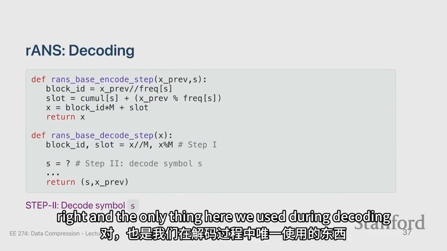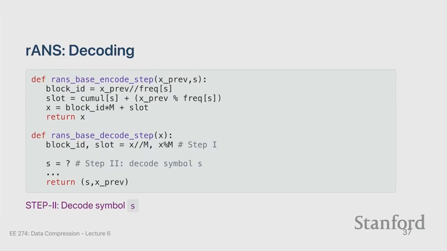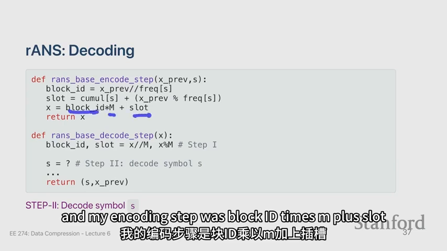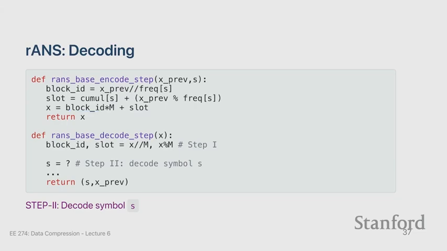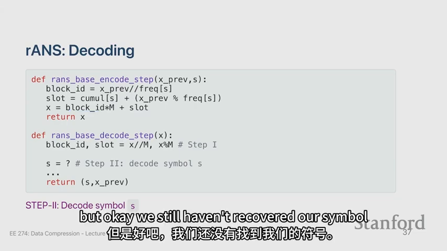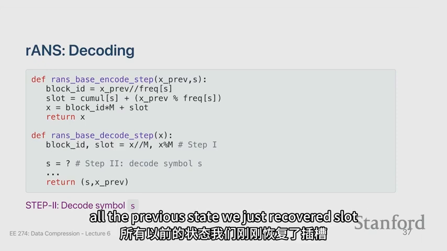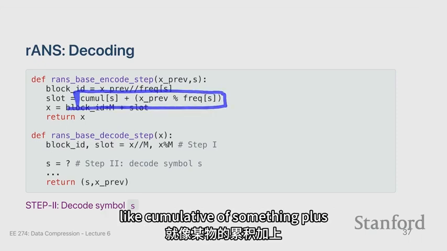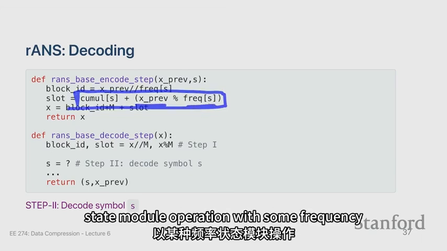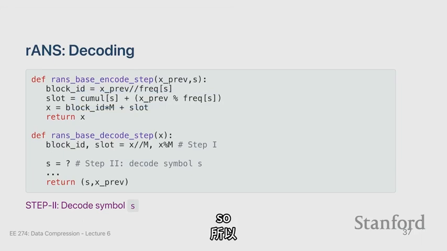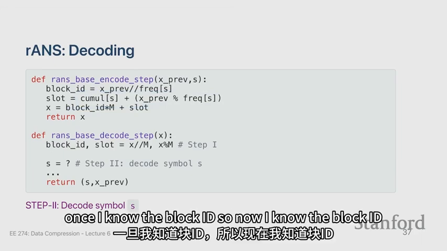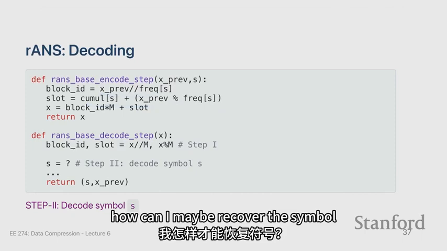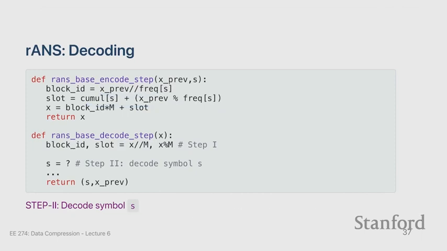And the only thing here we used during decoding was the fact that my slot is always between 0 and m, and my encoding step was block ID times m plus slot. But okay, we still haven't recovered a symbol or the previous state. We just recovered slot, which was this whole big term, right? Cumulative of something plus state modulo operation with some frequency. So once I know the block ID and I know the slot, how can I maybe recover the symbol out of it?